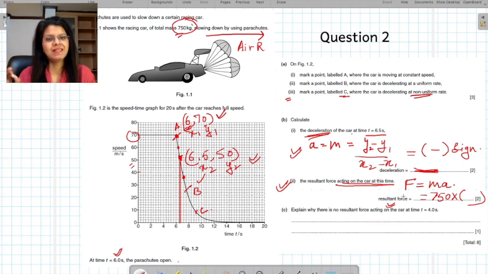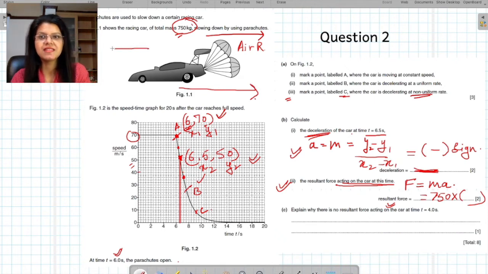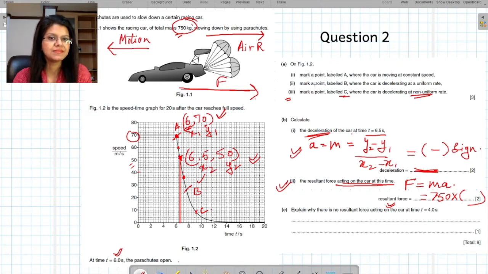It does mean that the resultant force is acting in the opposite direction of the motion, right? Do not worry if your answer for the force is negative. Just trust the formula. Input the value of the acceleration with its sign. If the force is negative, it means the force is in the opposite direction of the motion. If this is your motion, a force with a negative sign means it is in the opposite direction of the motion.